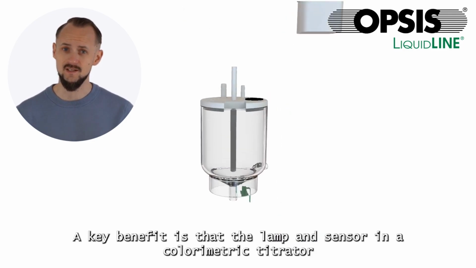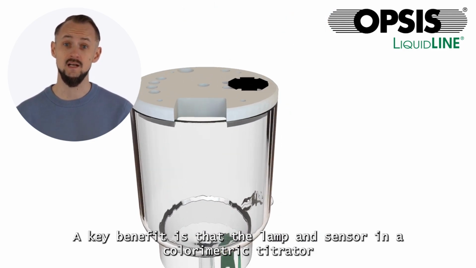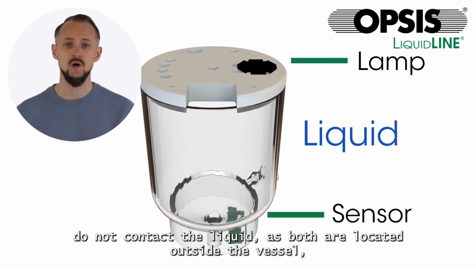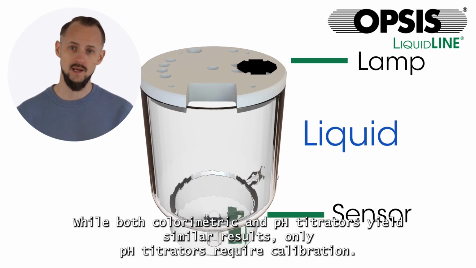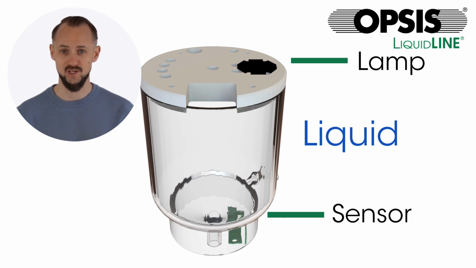A key benefit is that the lamp and sensor in a colorimetric titrator do not contact the liquid, as both are located outside the vessel, resulting in minimal maintenance and no need for calibration. While both colorimetric and pH titrators yield similar results, only pH titrators require calibration.